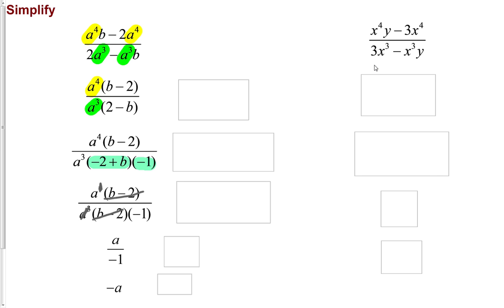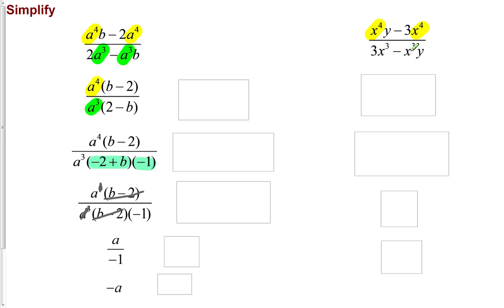Let's do another example on this side. x to the fourth y minus 3x to the fourth, over 3x to the third minus x to the third y. Very similar to this problem that we just looked at. See, in the numerator we have an x to the fourth, another x to the fourth, and then we have a y and a 3 left over. Nothing in common there, so that's as far as we can go.